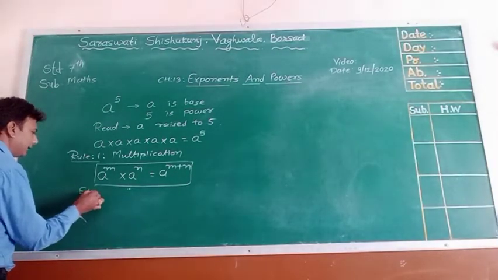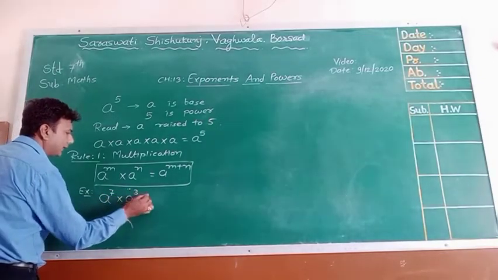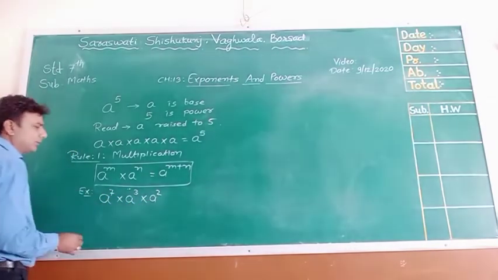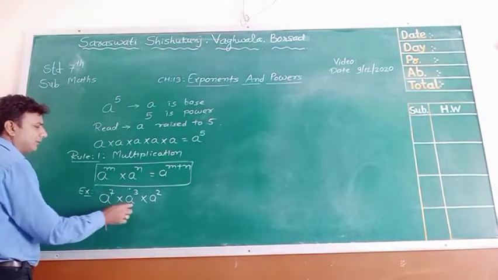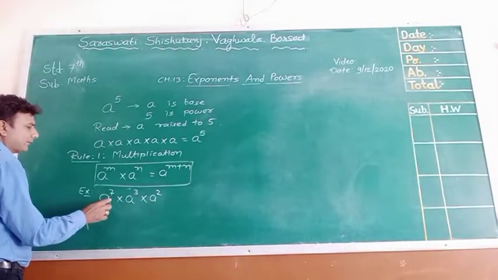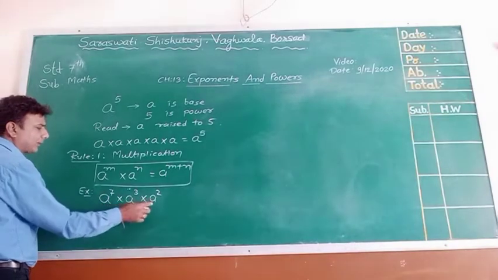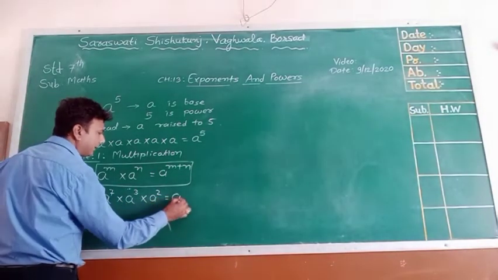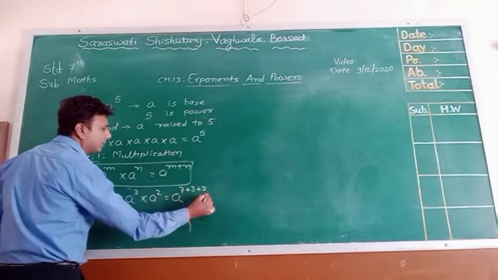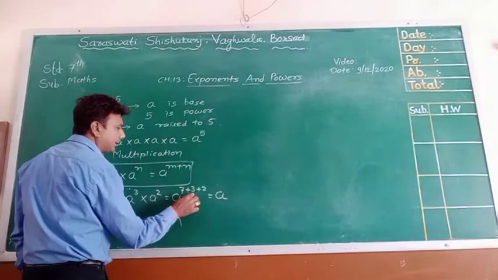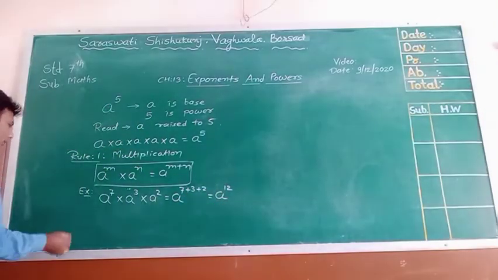Let's take one example. Suppose a raised to 7 multiply a raised to 3 multiply a raised to 2. We can observe here that all terms have the same base a, and their relation is multiplication. So same base multiplication, sum of their powers: 7 plus 3 plus 2. So 7 plus 3 is 10, plus 2 is 12. Clear?